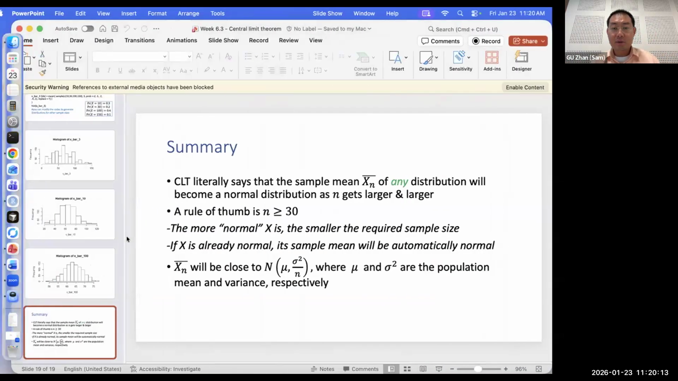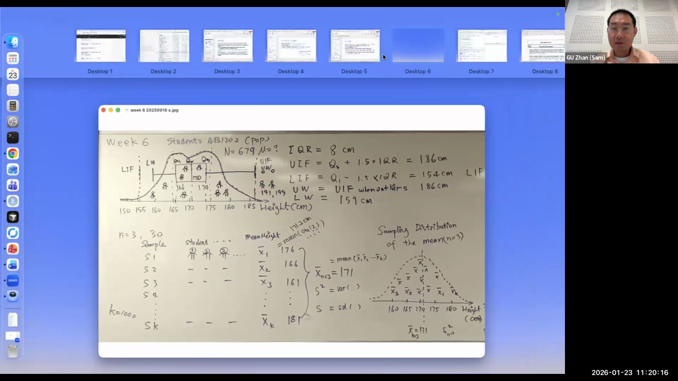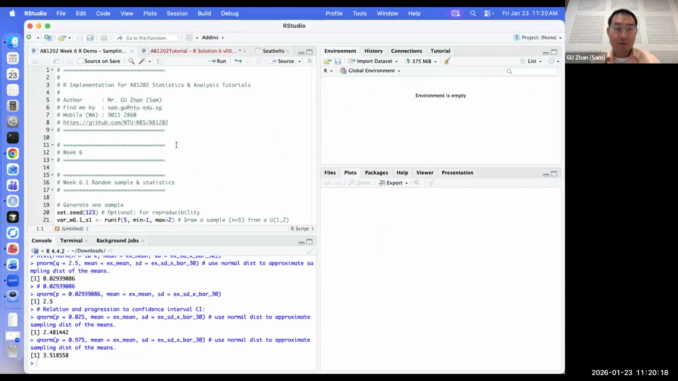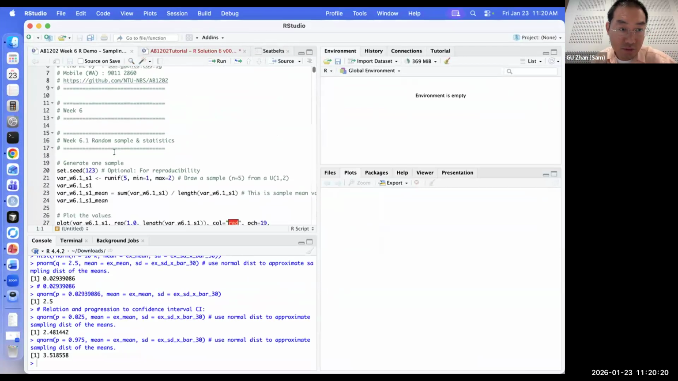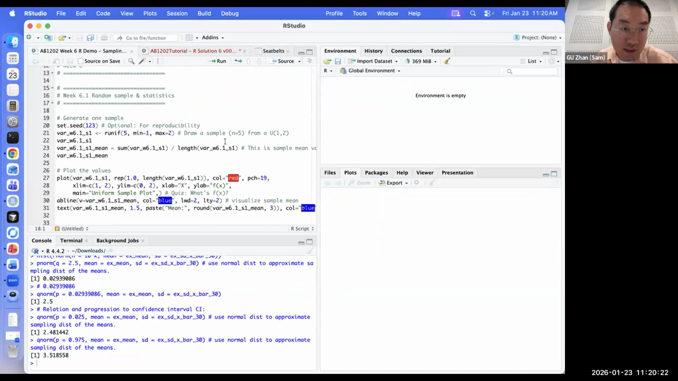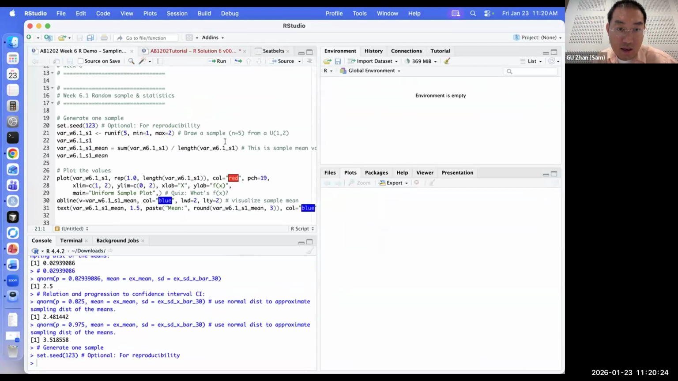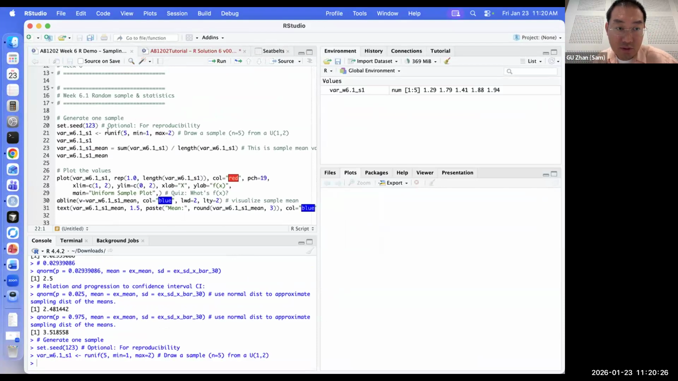Next we are going to look at a few simulations. I'm going to run some demos for you. Create one sample, drawn from a uniform distribution. Using runif, we get random numbers from a uniform distribution. We draw five numbers from a uniform distribution with minimum 1 and maximum 2.